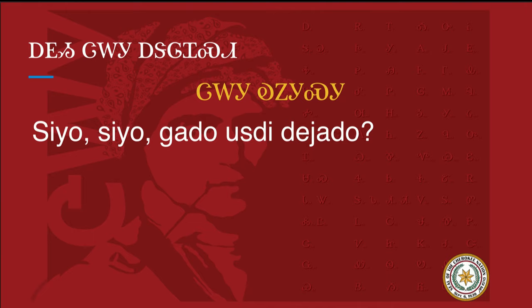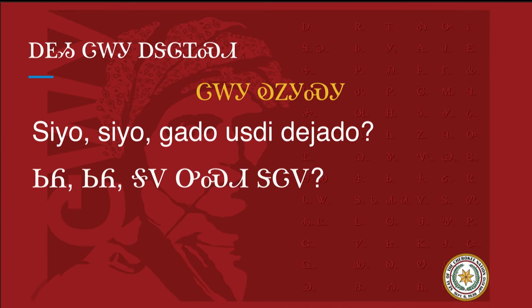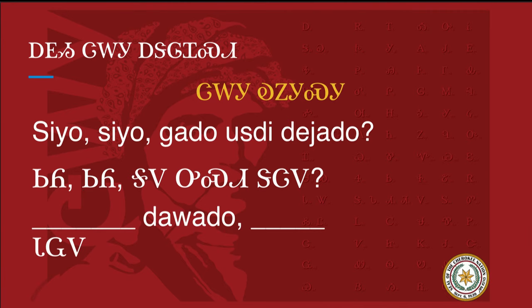Okay, so CO is a shortened way of saying OCO. In our language, we can shorten a lot of our words. So OCO means hello. CO also means hello. Depending on the speaker, you'll hear them say either OCO or CO. Kata usti dejadon is a question asking, what is your name? And here it is in syllabary. CO, CO, kata usti dejadon. And then there's a blank, dawadon, and you put your name in there, and then dawadon at the end. So I would say, Wade dawadon.